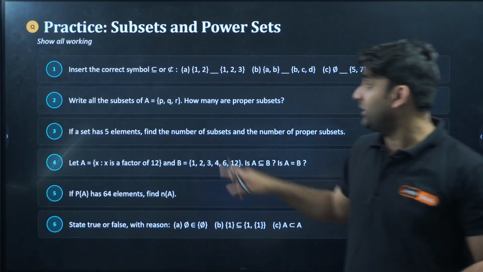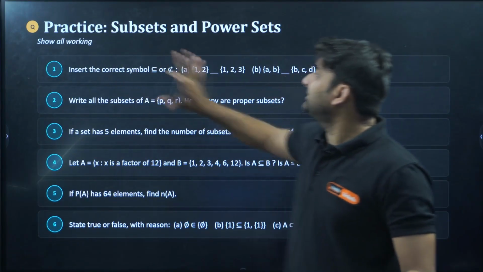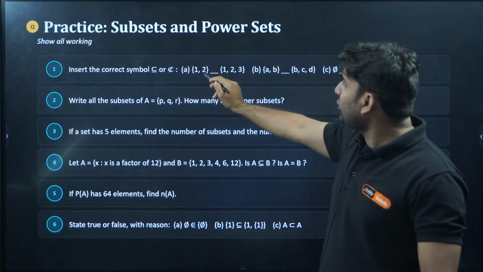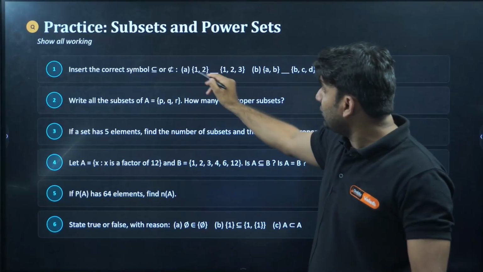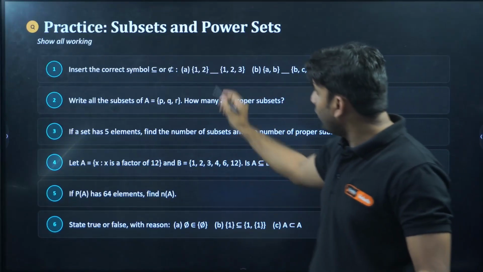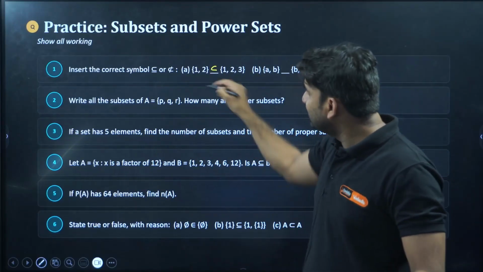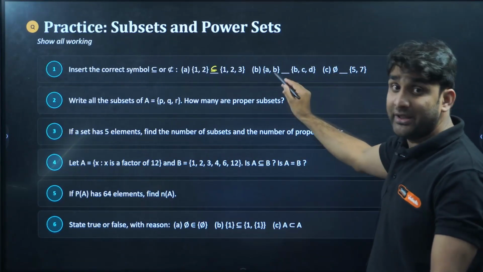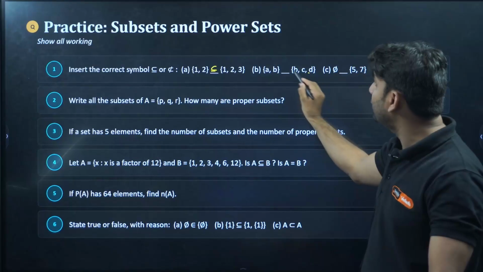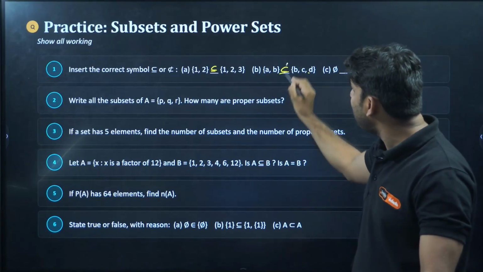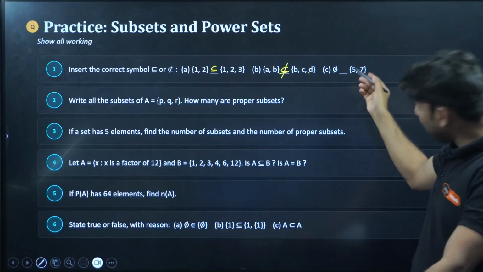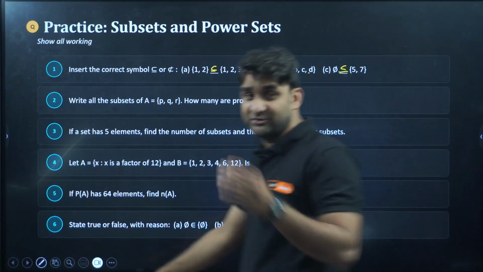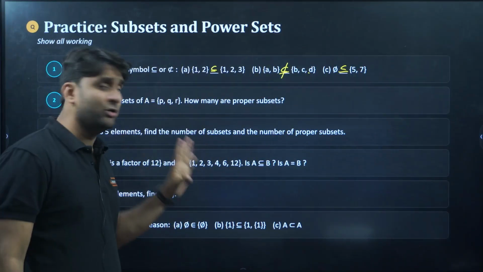Okay, first question, insert the correct symbol: subset or not a subset. So {1, 2} is present in this set also, so obviously this will be a subset, so this one with the line. Okay, {a, b}: a is here in this set, but b is not here, so we can write this and cancel. Listen, 5 belongs, yes, 5 comes in everyone, so this will be a subset. 5 is a subset of {5, 7}. Right, everyone, I hope this is clear.